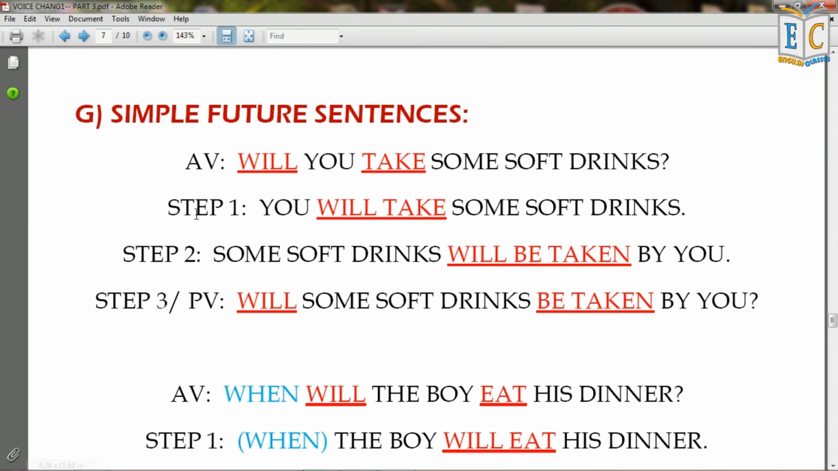In simple future sentence, in active voice, will you take some soft drinks? Becomes in step 1, you will take some soft drinks. In step 2, it becomes some soft drinks will be taken by you. And in step 3, or passive voice form, it becomes will some soft drinks be taken by you.